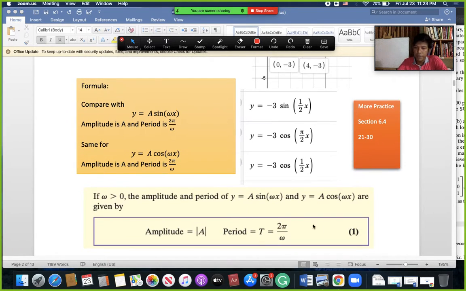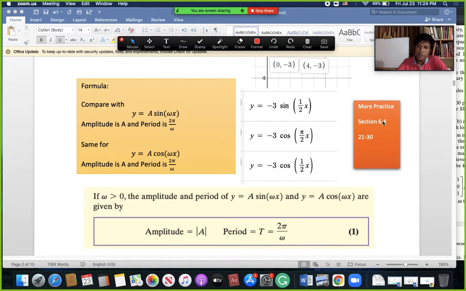This is for your help, how to compare amplitude and period. Amplitude is always positive. That's why this modulus sign is given. But the sign before this amplitude actually defines the shape. Is it a positive sine or negative sine, positive cos or negative cos? So this sign actually defines that.